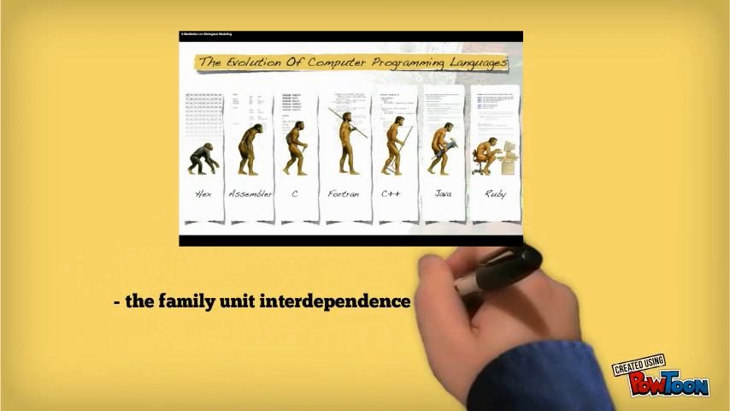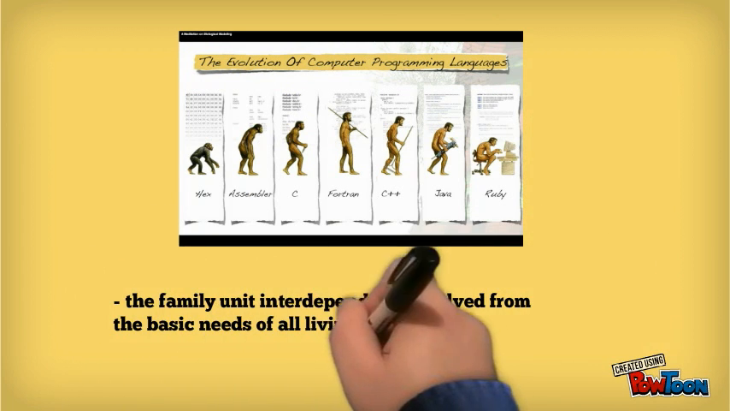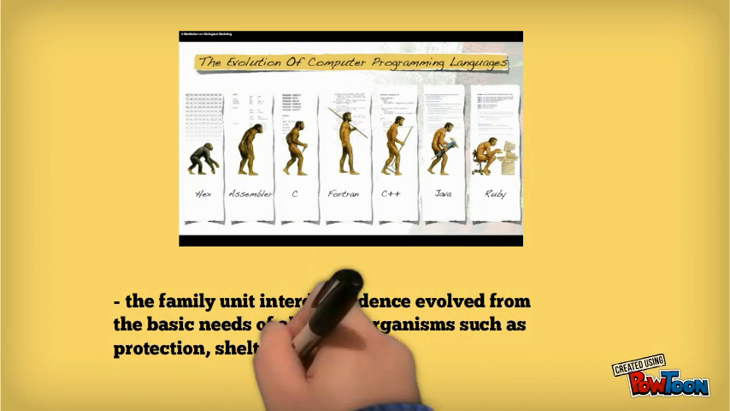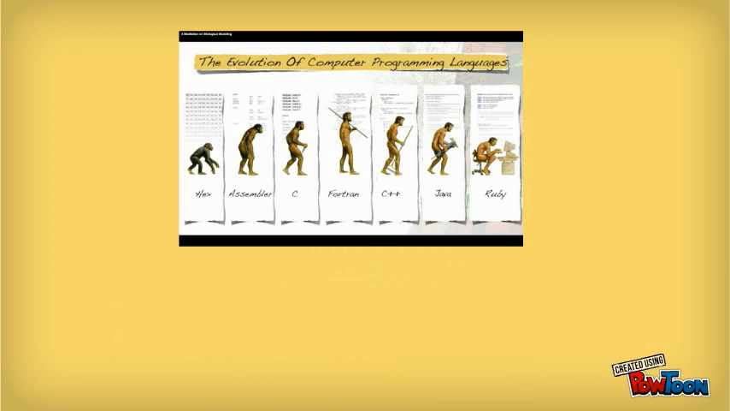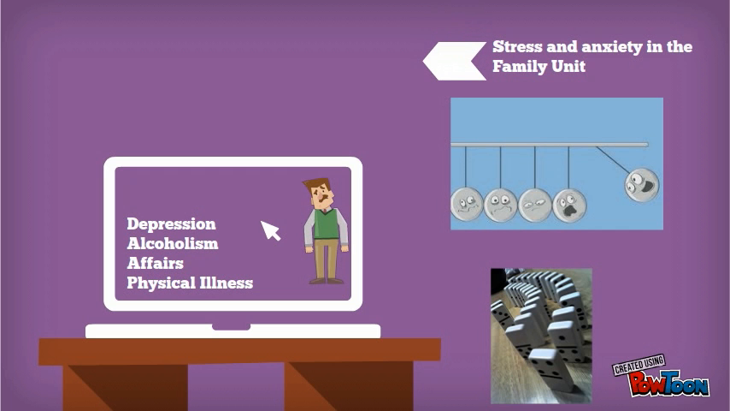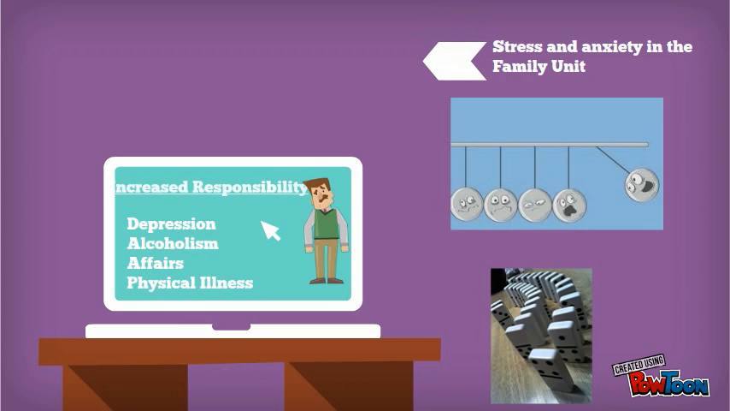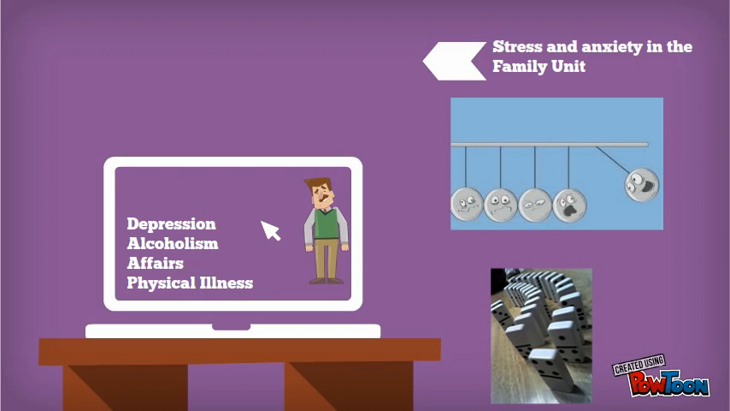Dr. Bowen also stated that the interdependence in family units evolved from basic needs of all living organisms, such as the need for protection, shelter, and food. Dr. Bowen observed and exemplified that when one member would become anxious, that anxiety would escalate and actually spread to other members of the family, causing more stress, feelings of being overwhelmed, isolation, and being out of control.